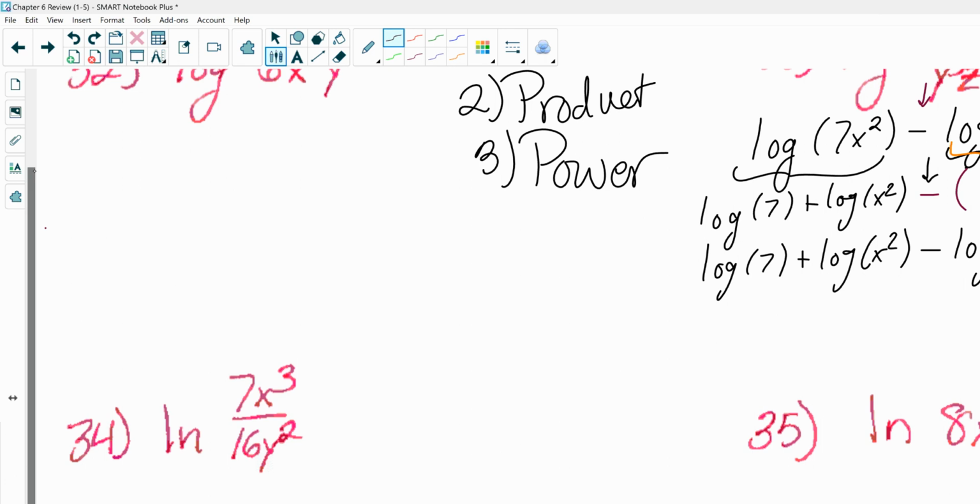Questions on this here before we do powers? Powers are just moving in front. So it would be log of 7. The 2 would move up front, telling us plus 2 log of x. Minus the 3 would move up front, telling us it's 3 log of y. And lastly, we move the 2 up front, minus 2.